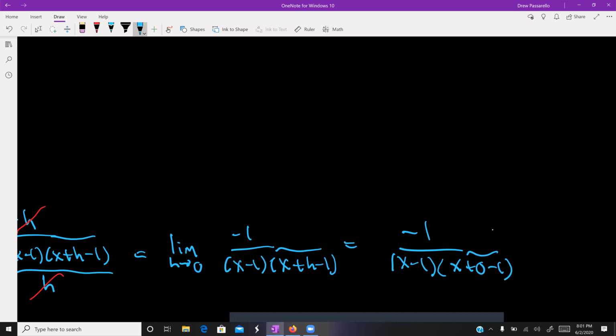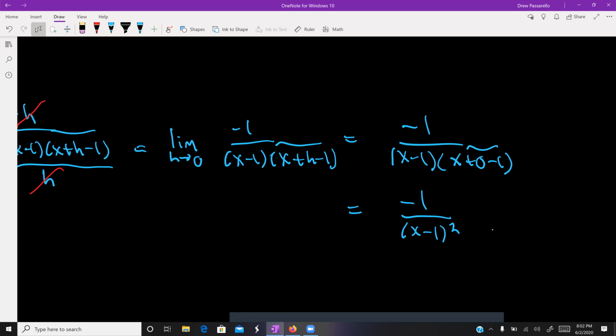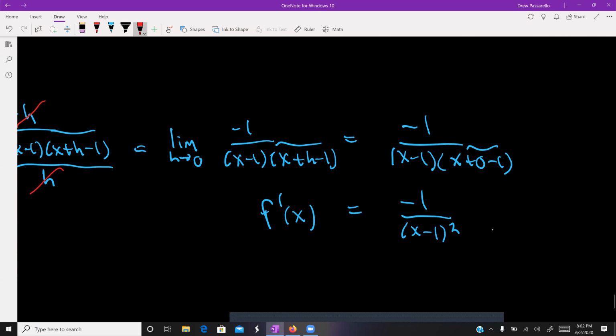Which is x minus 1 times x minus 1. So that's negative 1 over x minus 1 squared. Now you could distribute that or FOIL it out, but you don't have to. So this is really what it turns into in its most simplified form. F prime of x is equal to negative 1 over x minus 1 squared.